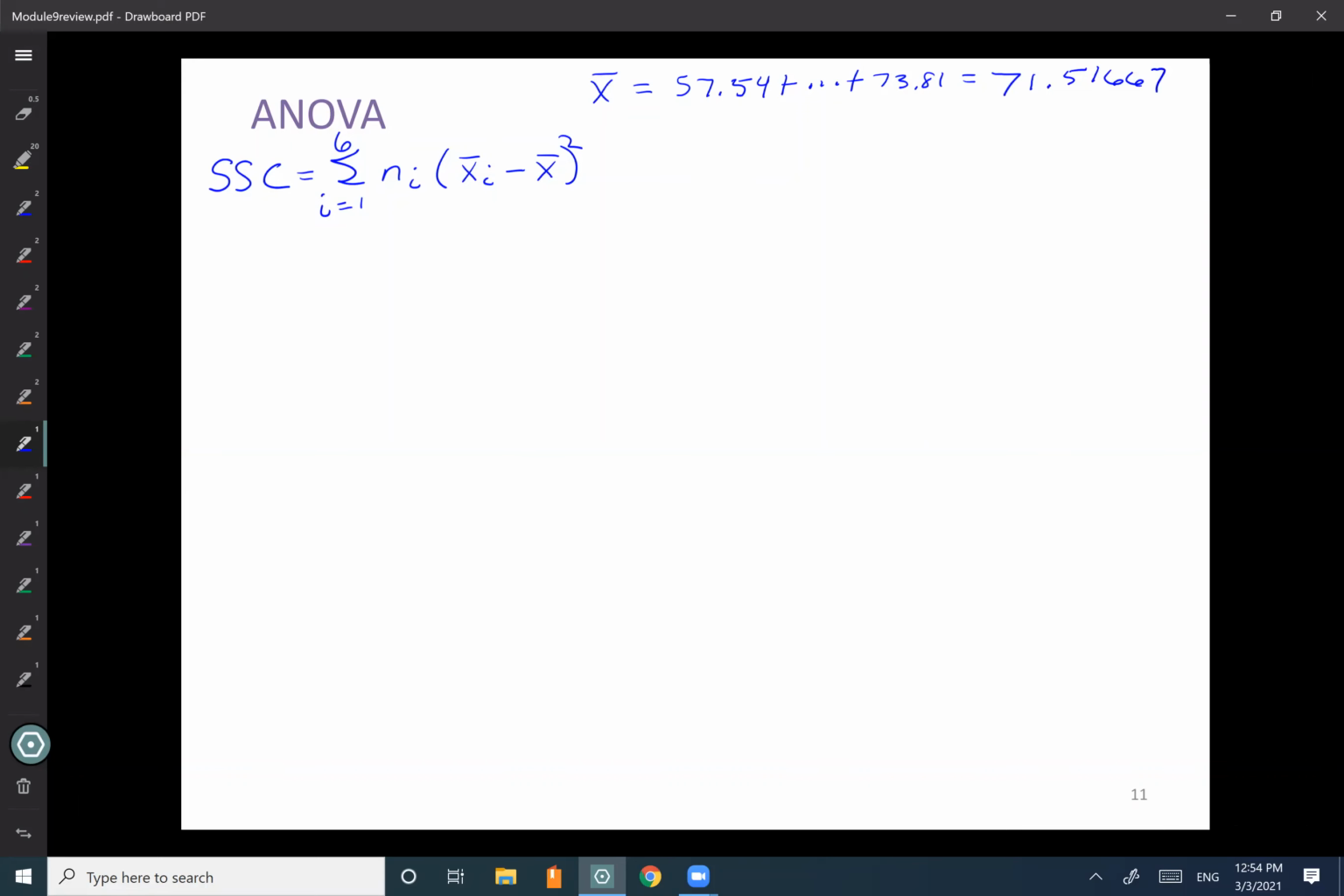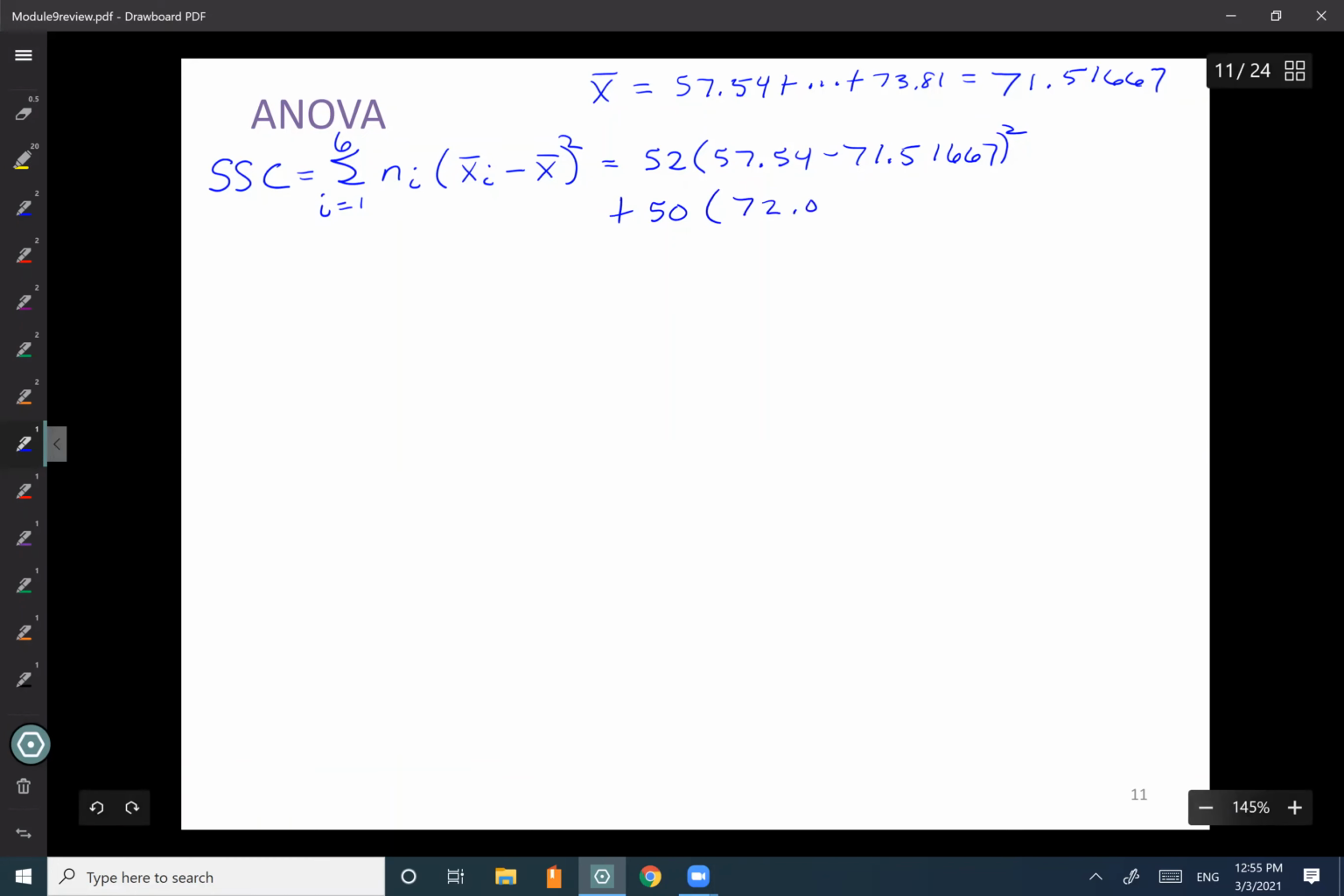Okay, so we can plug these in now. The first one is Africa. That's going to be 57.54 minus 71.51667, squared. We want to square those. Next, Asia, 50 countries, with 72.02 minus 71.51667, squared.